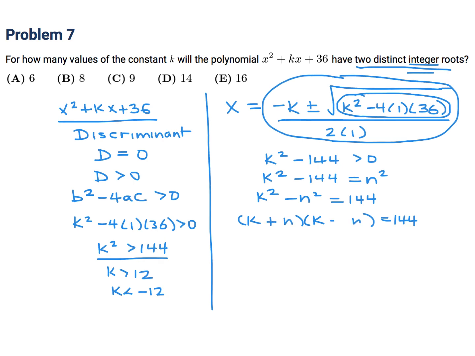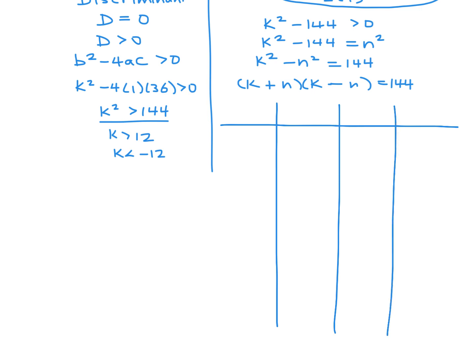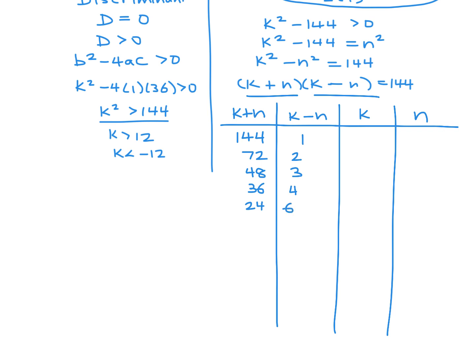Now we can fiddle around with this. It shouldn't be too hard, a little time consuming, but not so bad. So k plus n times k minus n has to equal 144. I've got choices for k plus n and k minus n, and then we can solve for k and for n. So I've got 144 and 1, 72 and 2, 48 and 3, 36 and 4, 24 and 6, 18 and 8, 16 and 9, 12 and 12.